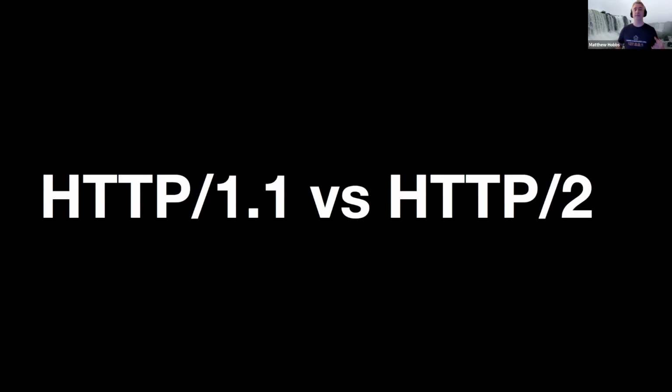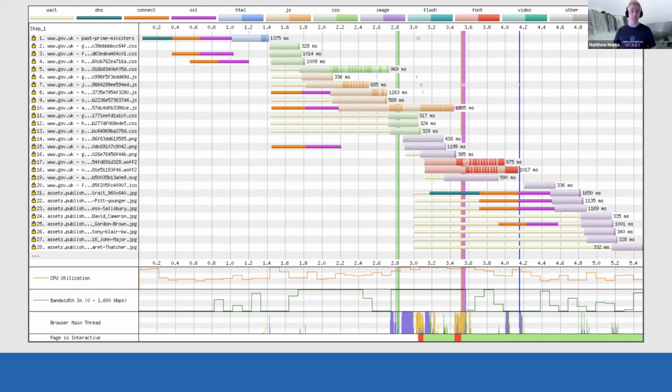Using WebPageTest, it's easy to examine the difference between HTTP 1.1 and HTTP 2. It's a good example to focus on as it's really easy to spot the differences. So both of these tests are from testing.gov.uk on desktop Chrome using a 3G connection. So first, let's look at HTTP 1.1.